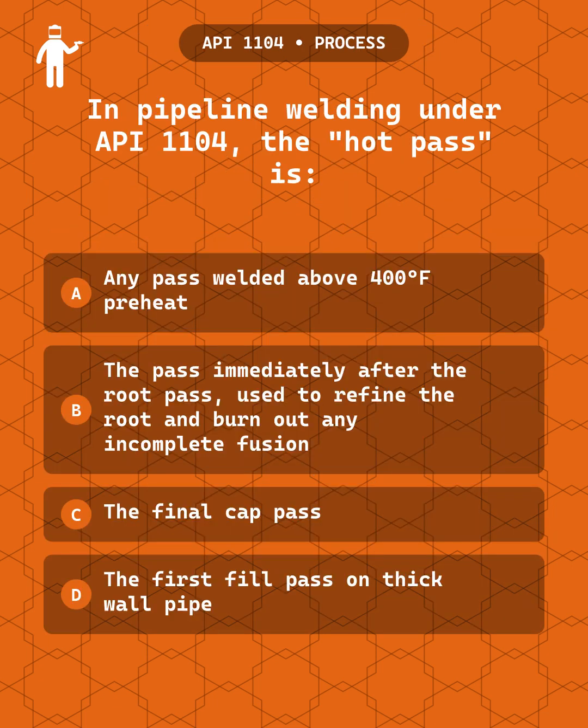Question 8. In pipeline welding under API 1104, the hot pass is A. Any pass welded above 400 degrees preheat, B. The pass immediately after the root pass used to refine the root and burn out incomplete fusion, C. The final cap pass, or D. The first fill pass on thick wall pipe.